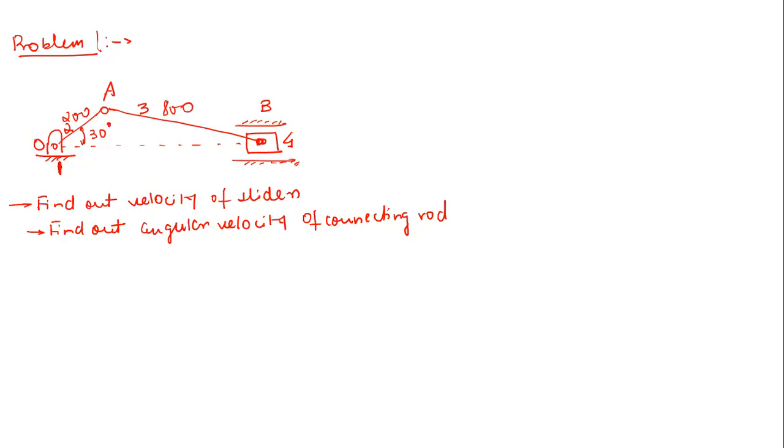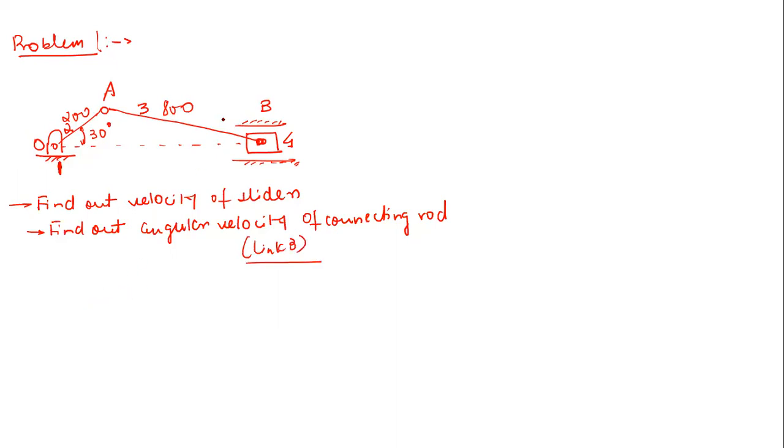Link 3 is a slider crank mechanism, and it is a representation of an IC engine. So at least try to go through whatever I have taught previously and revise all those things. That is very important. Now, the angular velocity of the connecting rod, that means the free link, right?